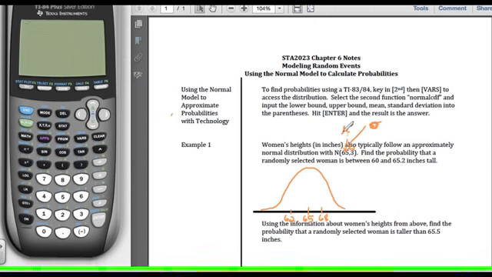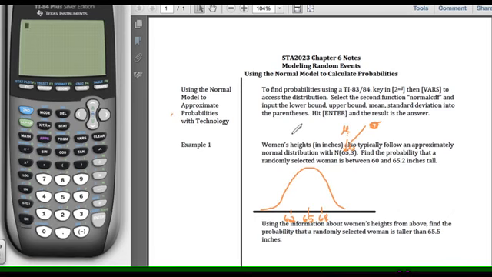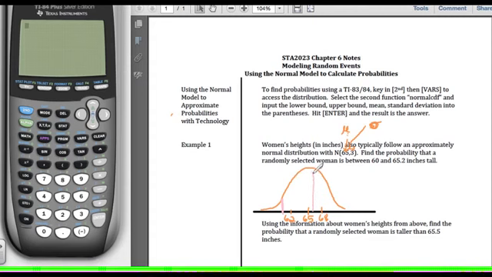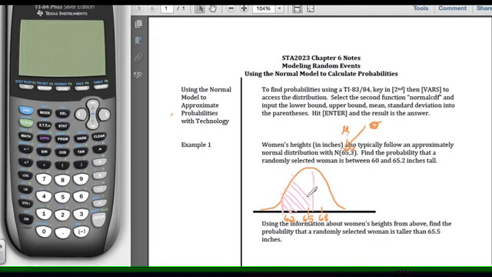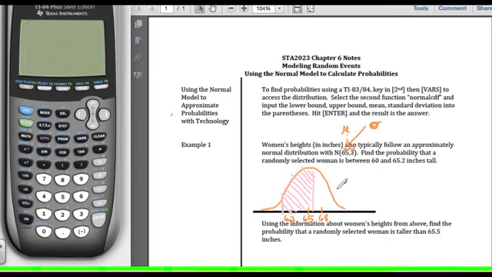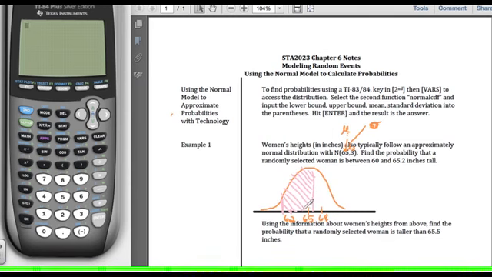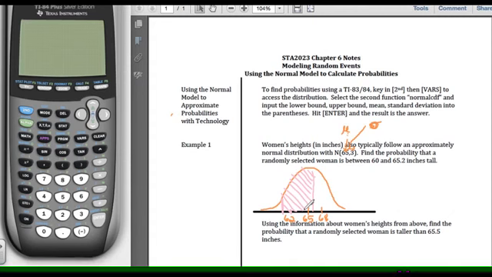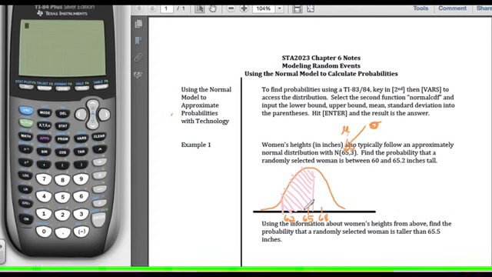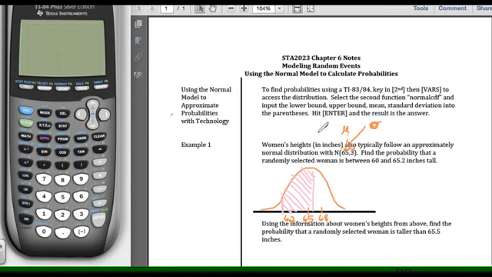I want the probability that a randomly selected woman is between 60 and 65.2 inches tall. So 60 would be down here, below 62. 65.2 is just above the mean. So I'm looking for this probability or this area. Now note I couldn't use the empirical rule because I didn't go up exactly 1 standard deviation and down exactly 1 or 2 standard deviations. So I can't use that 68, 95, 99.7 rule. I have to use this normal CDF function in my calculator.